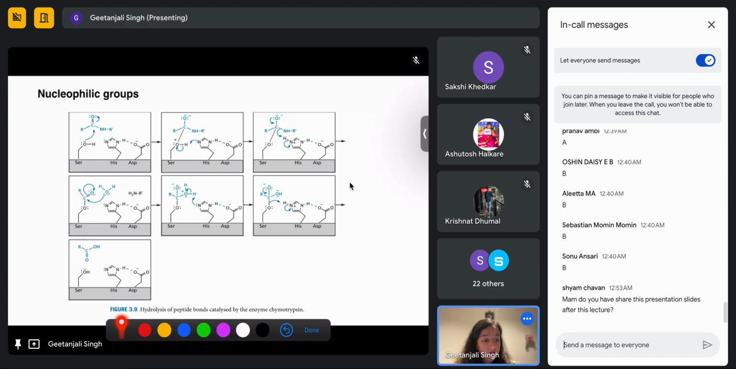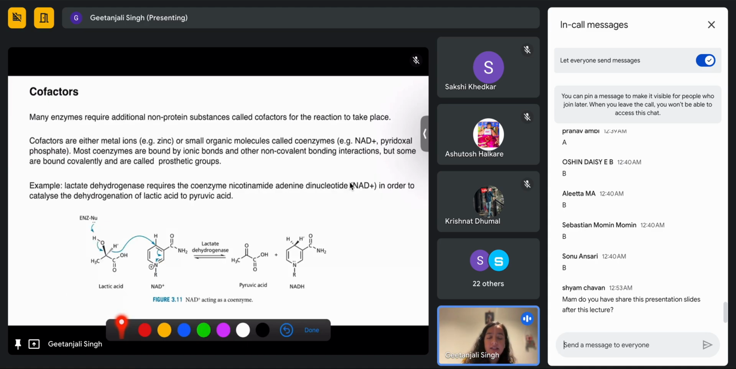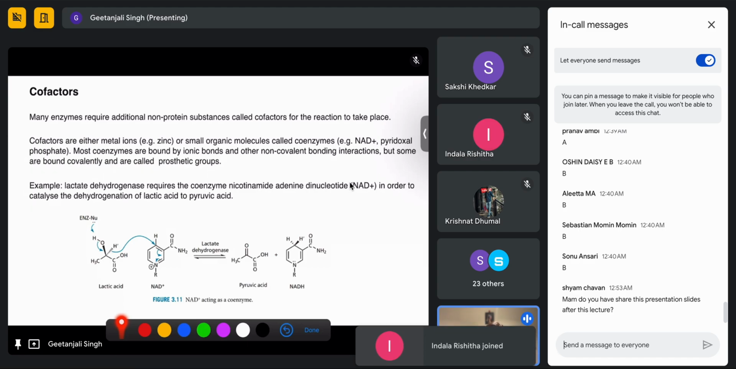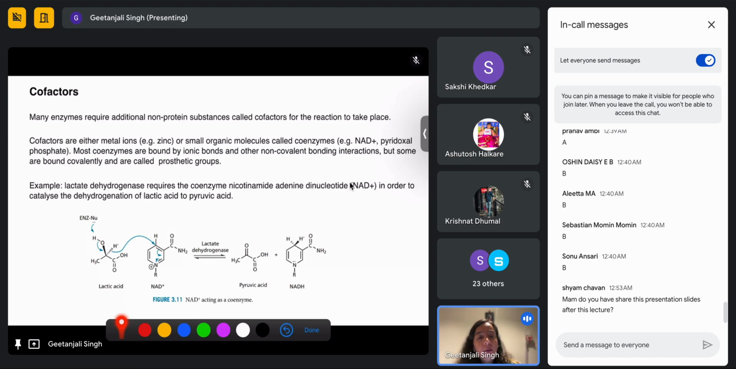Let's discuss cofactors. Now, what are cofactors? We see how it's being catalyzed, acid base and nucleophilic groups. Cofactors are additional non-protein structures, substances, that are basically important for the reaction to happen. Without cofactors, you can say the reaction won't happen.